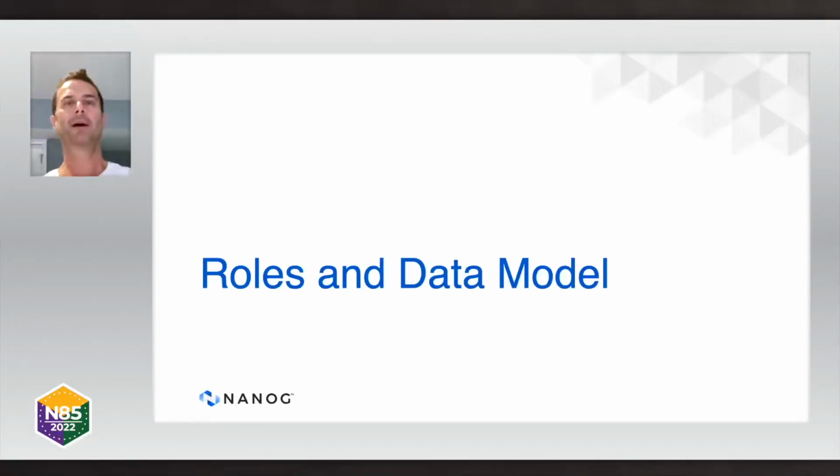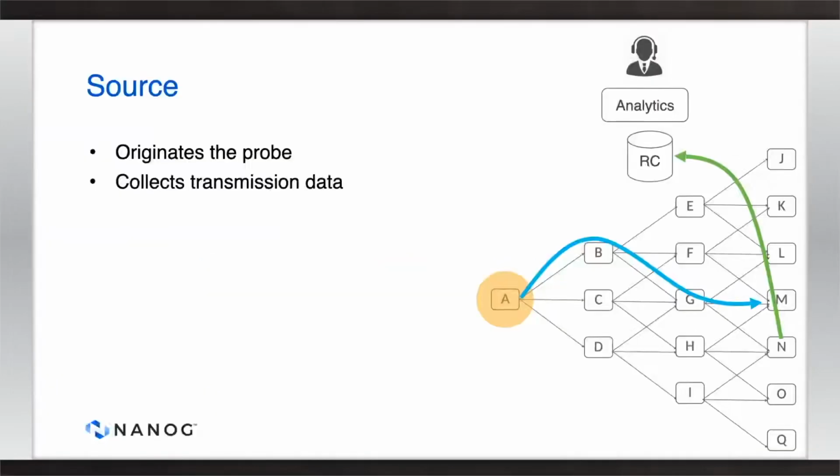These are the roles in the data model, more down to the packet level. So here we have the source. And the main thing off of this slide, the source is originating the probe. The probe is not coming from the analytics engine, right? The probe is originated in hardware at the source. And at the source, it's going to collect the data. It's going to collect the timestamp, the outbound interface, the interface load, and send it on its way.